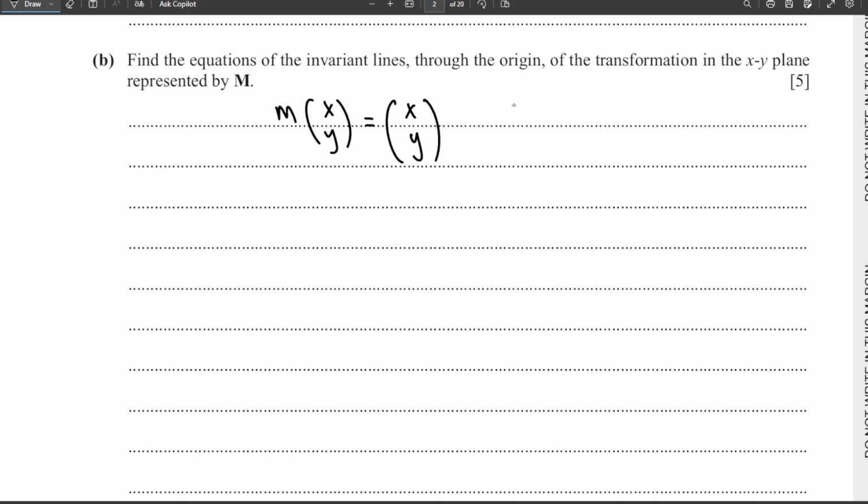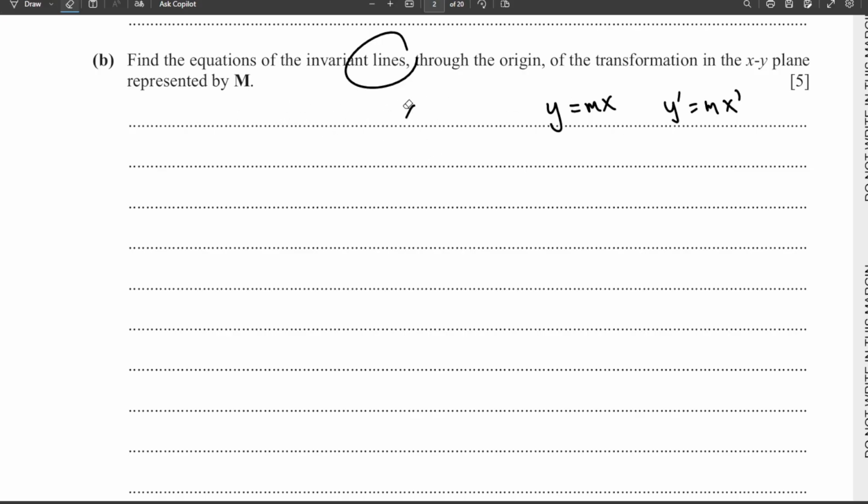Given that, you want to find the lines, not just the points. I think in the previous paper we were just finding points, but in this case you want to find the lines. So we have the relation y equals mx. Also for invariant lines, after we multiply, it gives us y prime equals mx prime. So these are the two relations, or two pieces of information, that we can use to solve this.